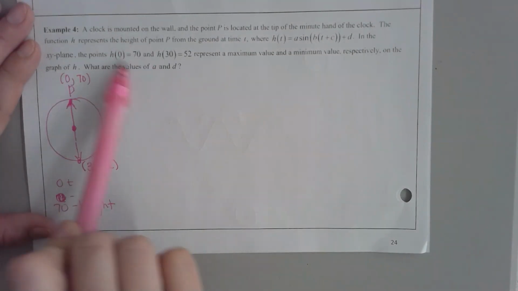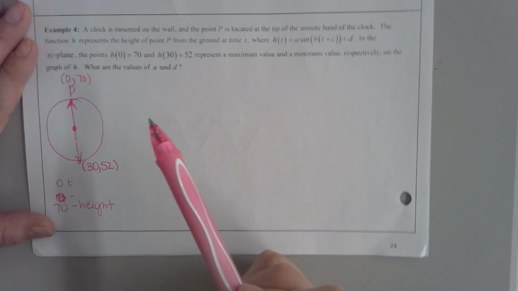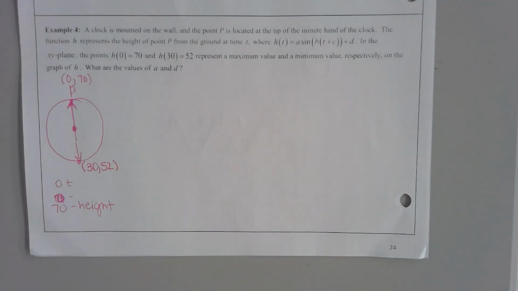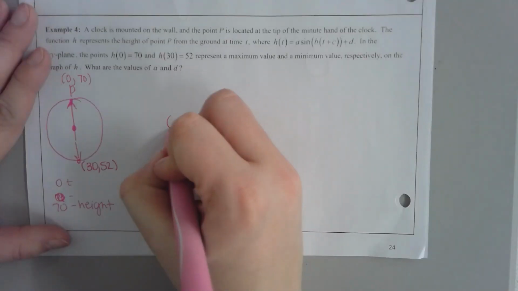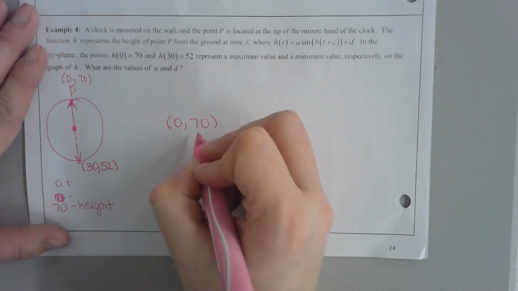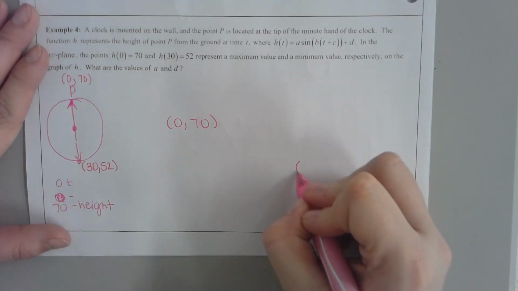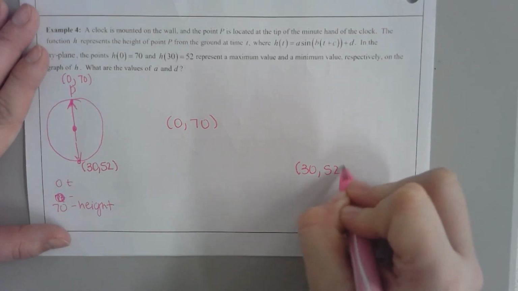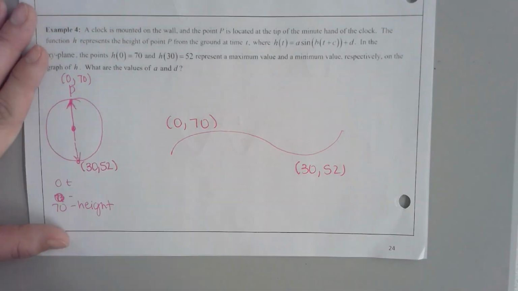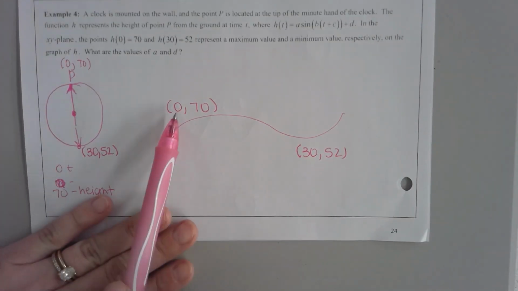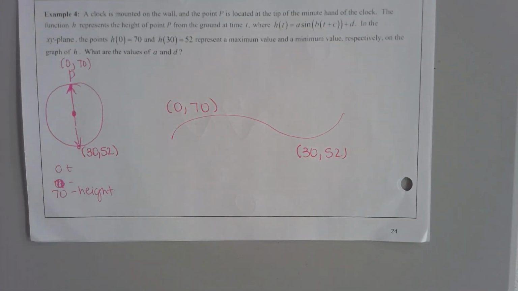So it just tells us, I really didn't need to know that it was a clock. We want to know the values of A and D. So we're finding the amplitude and the midline. So we have 0, 70, that's a max, 30, 52 is a minimum. So if you're thinking about it kind of like a graph, your amplitude and midline are associated with the Y values.